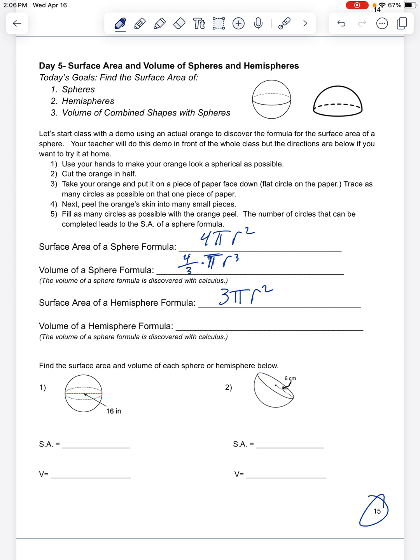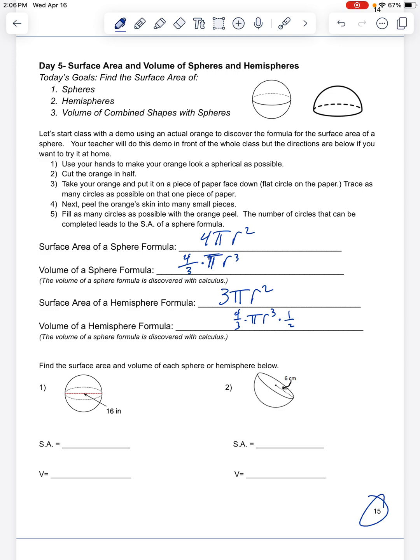And then to find the volume of a hemisphere, it's just 4/3 pi r cubed, and then I'm just going to divide it by 2. So really it's 4/3 times pi r cubed times 1/2. Or I would just get the volume of a sphere and divide it by 2.